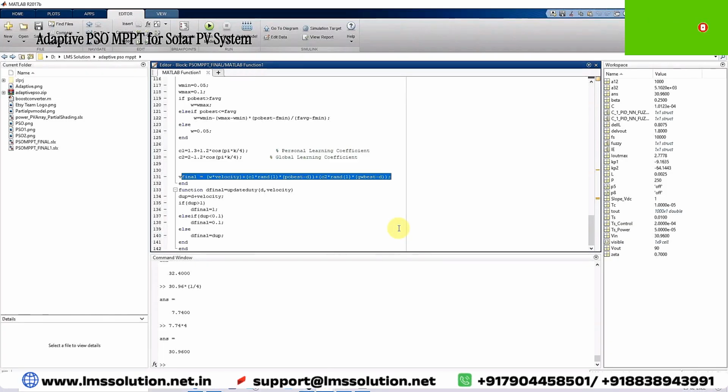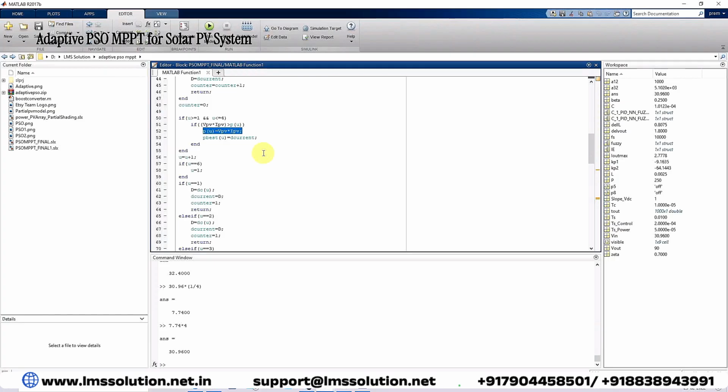That means randomly we are generating the duty cycle initially, and it is sent to the corresponding model, and for every duty cycle it updates the voltage and current. By using that voltage and current, we are calculating the power for every duty cycle from the adaptive PSO MPPT. That power is stored as the particle best, that means per particular iteration it is stored as the particle best.